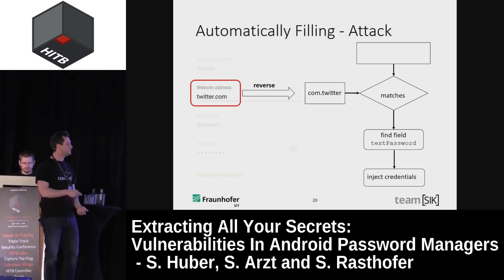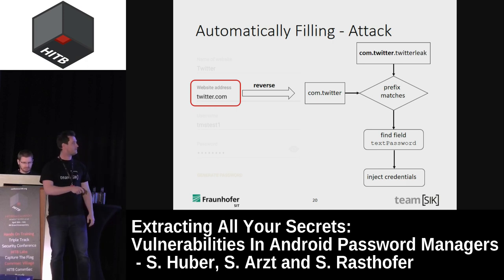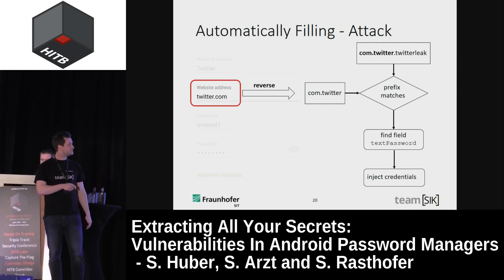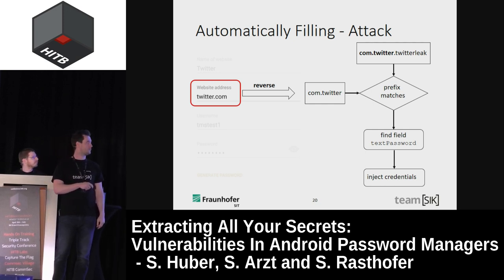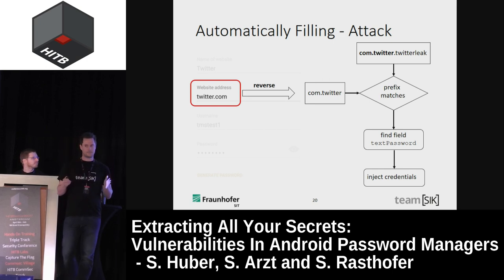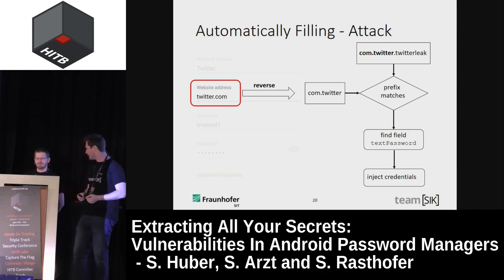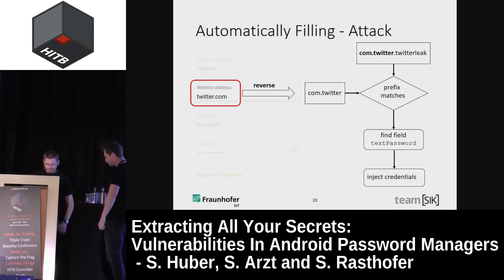But what happens if they only check for the prefix, so they only check for com.twitter and not an equals? This means I can come up with an application, for instance, com.twitter.twitterleaks, com.twitter.hackinabox, whatever. I write an application with a password field in it, I open it, and it magically inserts the credentials of Twitter. And for this, we also have a short demo.